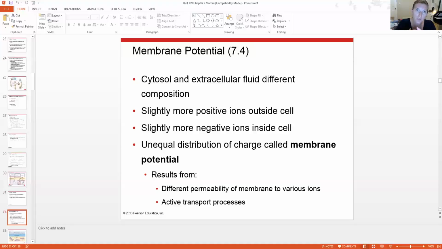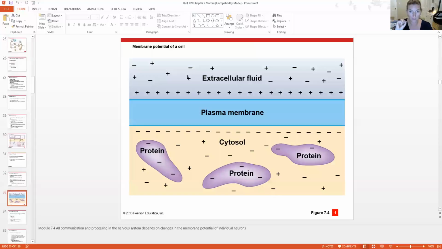So again, this results from differing permeability to different ions. There's also an active transport process that we'll talk about. It's called the sodium-potassium pump, all keeping this membrane potential stable. Here you see what I mean. Here's the plasma membrane. Here's the outside of our cell, right? Our phospholipid bilayer. Outside the cell, we're very, very positive. Inside the cell, we're fairly negative.